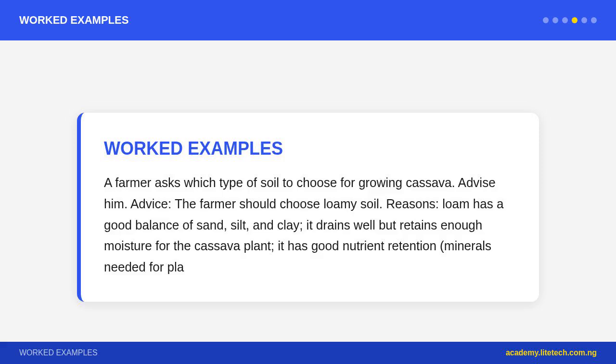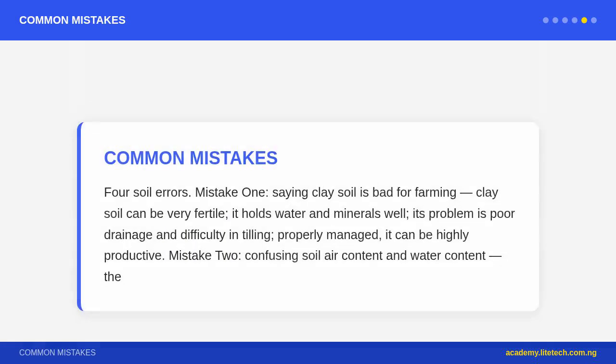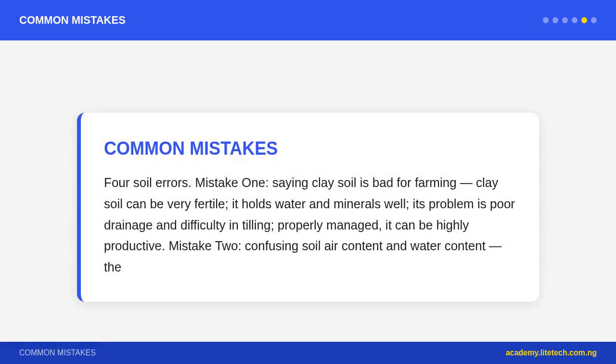Section 5: Importance of soil to Nigeria. Soil is the basis of Nigeria's agricultural economy. Crops grown: in the south, oil palm, cassava, yam, cocoa, and rubber; in the north, millet, guinea corn, sorghum, groundnut, cotton, and rice. Soil fertility directly determines crop yield and food security. Soil degradation threatens the livelihoods of millions of farming families.